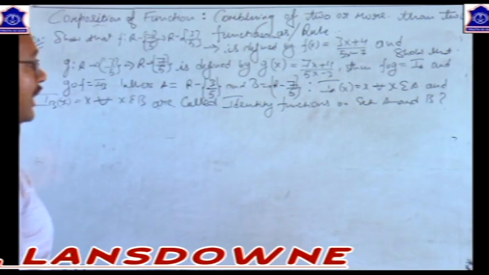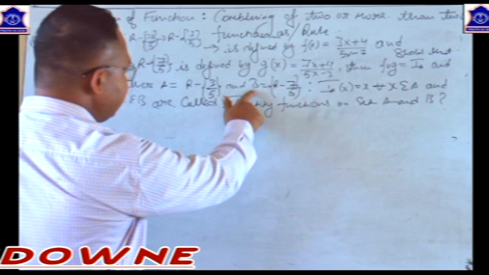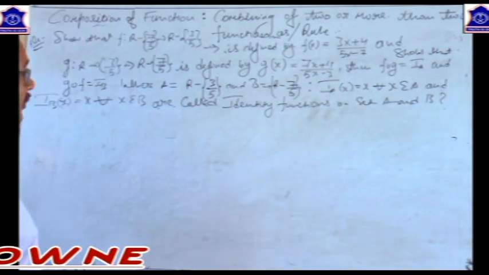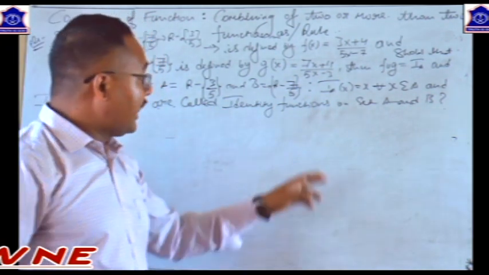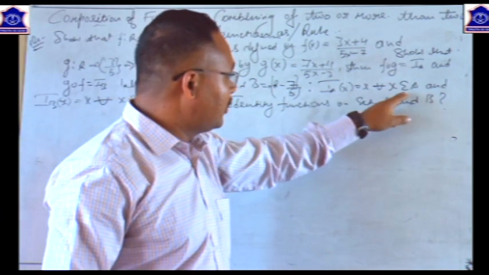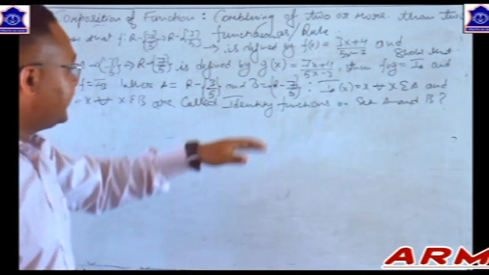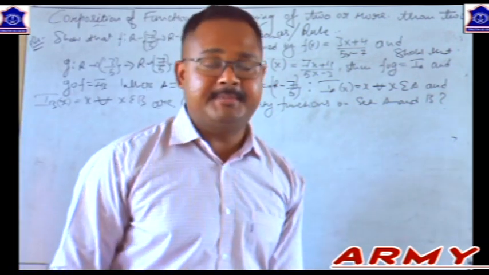fog equals IA and gof equals IB, where A equals real numbers minus 3/5 and set B equals real numbers minus 7/5, such that IA(x) equals x for every x belonging to capital A, and IB(x) equals x for every x belonging to capital B, are called identity functions on sets A and B.